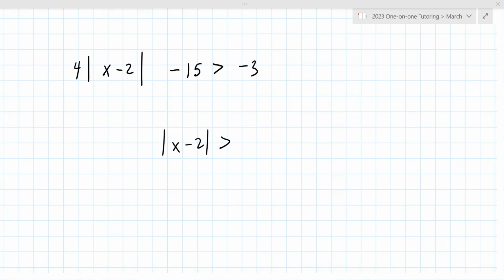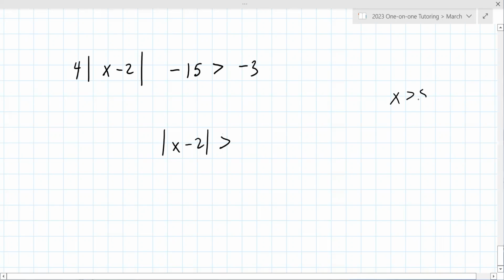So would it be x is greater than 5 and x is less than -1? Sorry, one more time. X is greater than 5, x is less than -1. Is that what you said? Yes. So it's an "or"; the language here is kind of important.